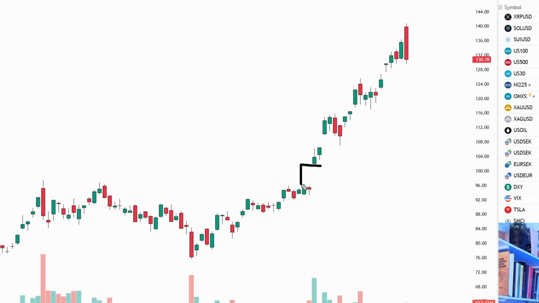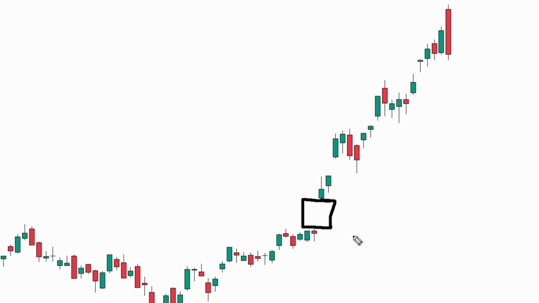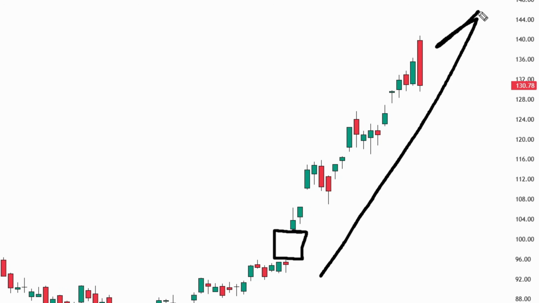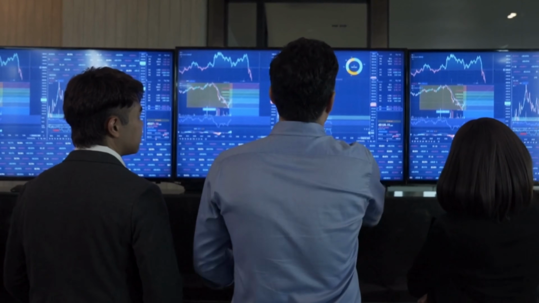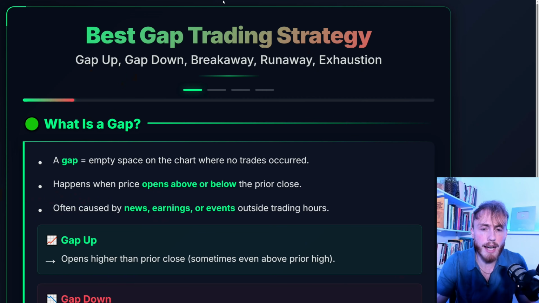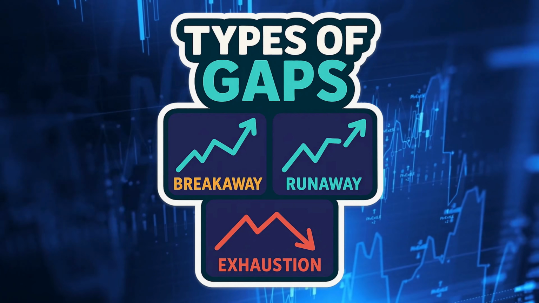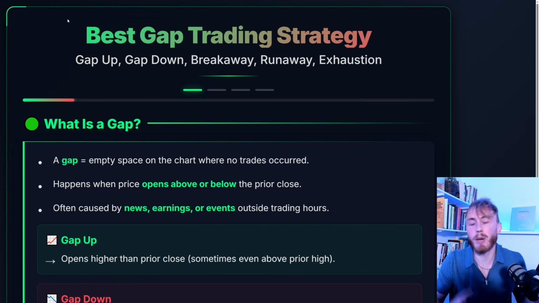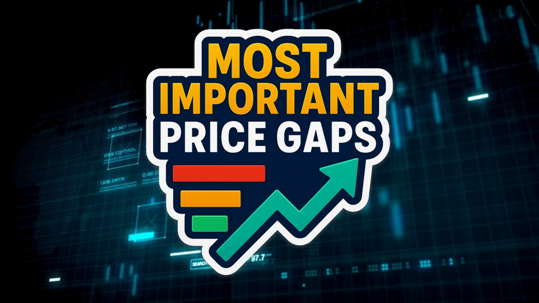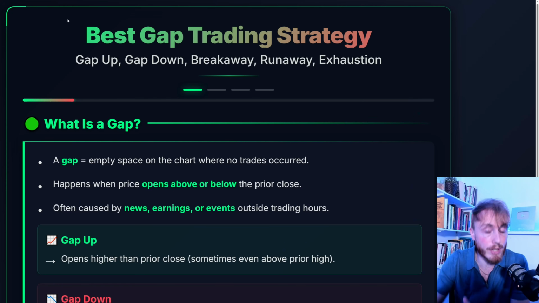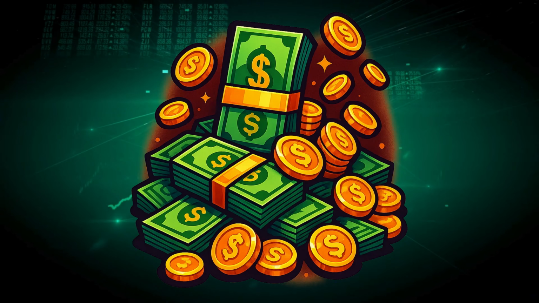So breakaway gaps like right here are usually the beginning of a massive move towards the upside. But how can we as traders identify and trade these gaps, and what are the different types of gaps that you need to know about? Well, in this short video, you will learn all about the most important price gaps and a step-by-step trading strategy you can start using to make money.